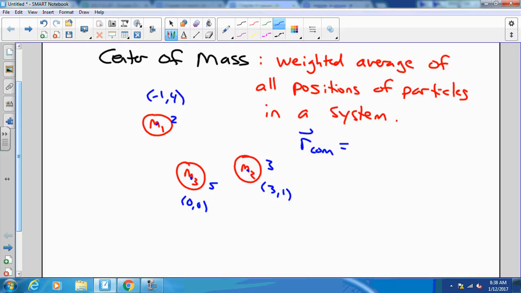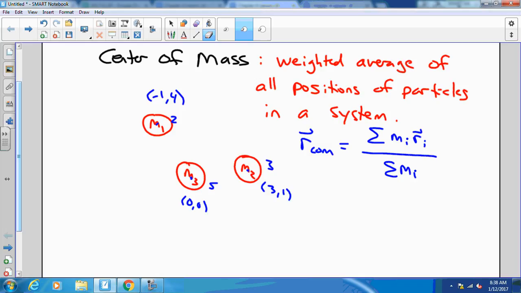is to add up the mass times the position, where each mass is the weighting factor for each one, and then divide that by the total mass in order to average it out. This is what it looks like to do a weighted average of all positions of the particles in the case of a discrete system, a system of discrete particles.